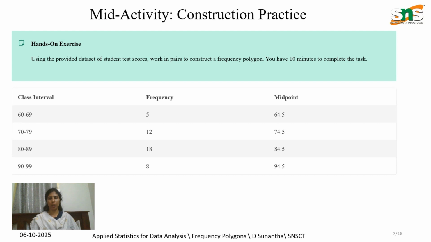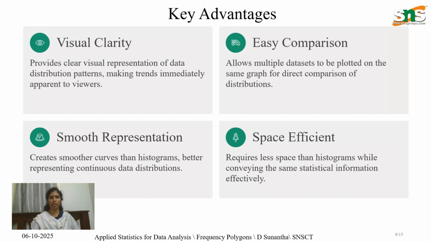Here to calculate the midpoint, we have to add the upper limit plus lower limit divided by 2. Therefore, on adding 60 plus 69 divided by 2, we get 64.5. Similarly, 74.5, 84.5, and 94.5 are the midpoints of the corresponding values.